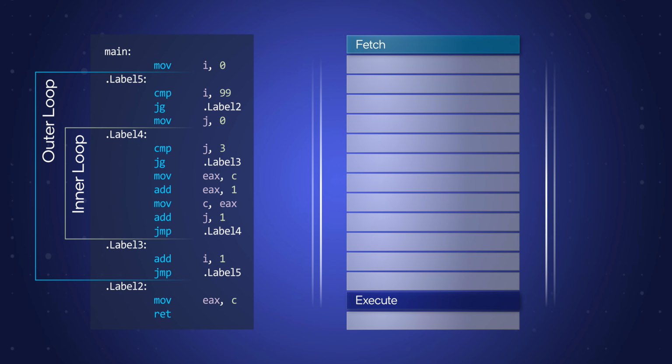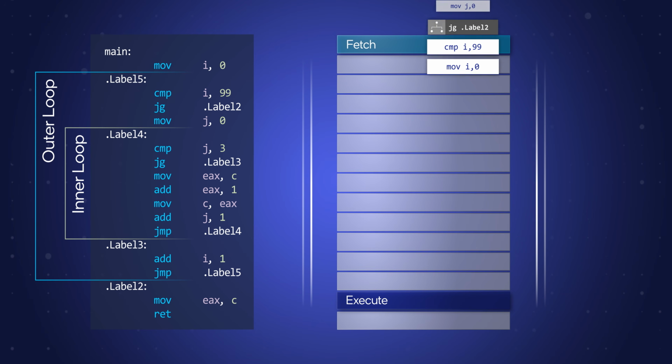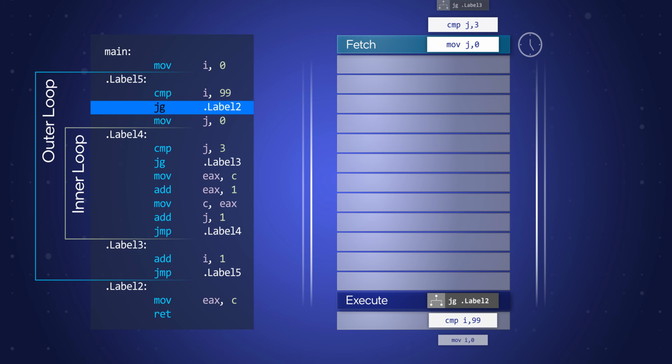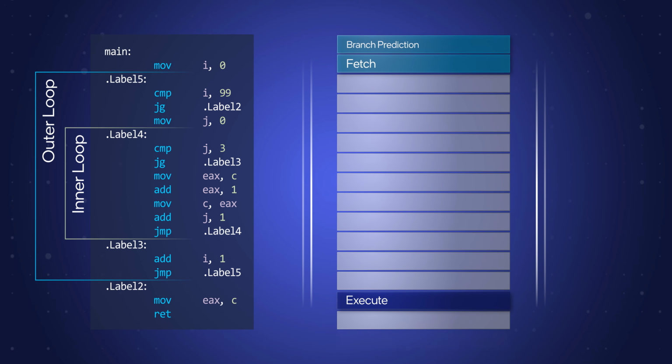When we get to these jump greater than instructions, this is the first time it has seen its branch. And so we can either stop the execution, allow the compare and the branch to go through, and wait until they execute and resolve, and then we know where to go next, or we can actually make a prediction and keep fetching.